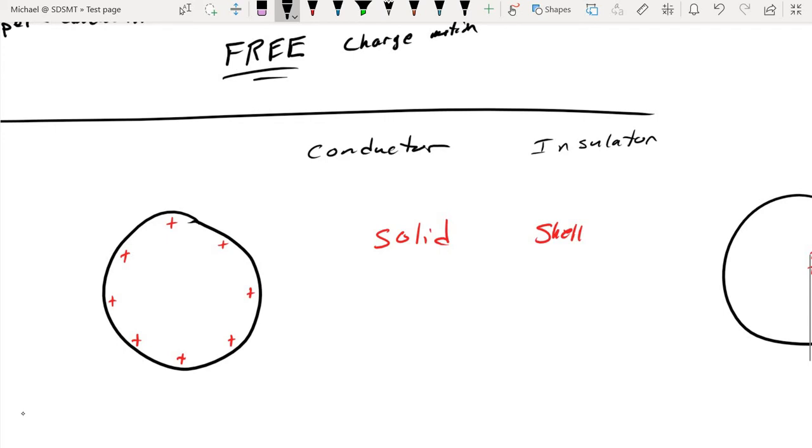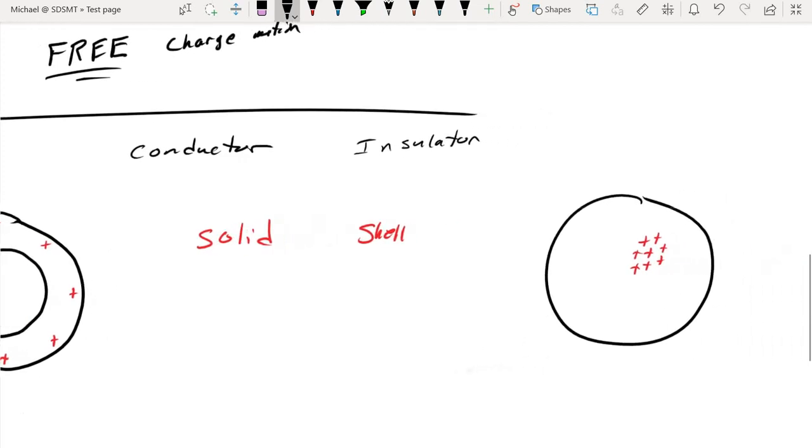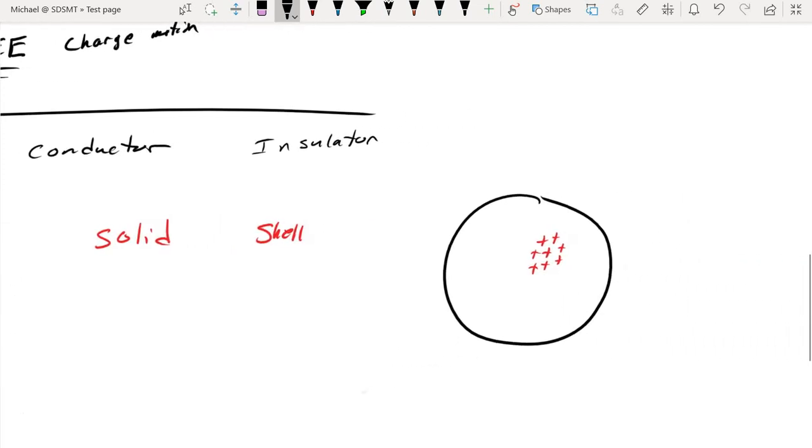But what if we had a conducting spherical shell? Well, would the picture be any different? And the answer is no. The charge will still distribute itself uniformly about the surface of that sphere. So what about the insulator? What if our sphere was a solid insulator? What if I placed the charge somewhere inside the volume of that insulator?